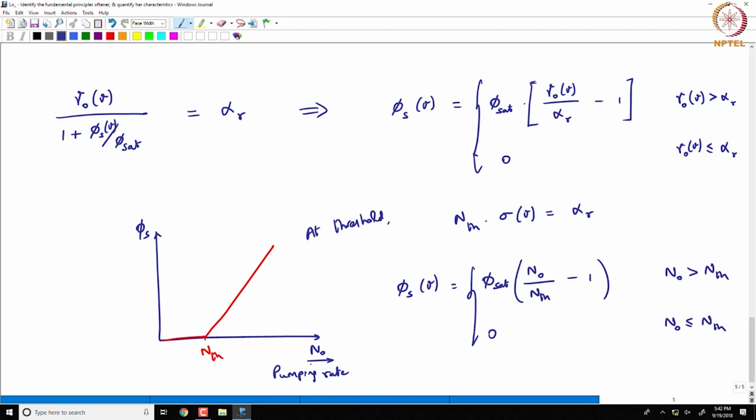So, let's stop at this point, and we will pick up from this tomorrow. We will look into specific characteristics of the laser.